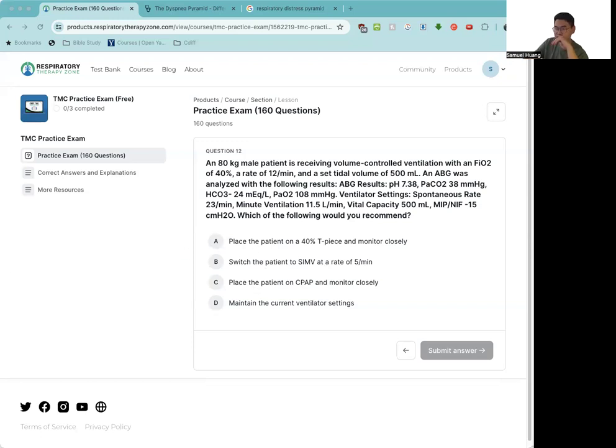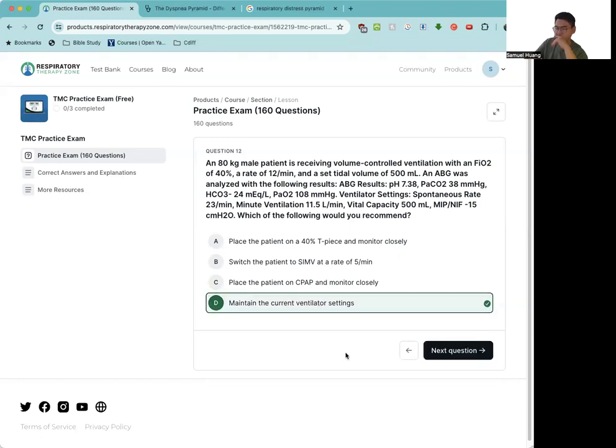So the answer here would be to maintain the current ventilator settings, I think. All right, so I can just reevaluate later. But if you were thinking about extubation, you can try one of these two, A and C, and then B, you just shouldn't do anymore.